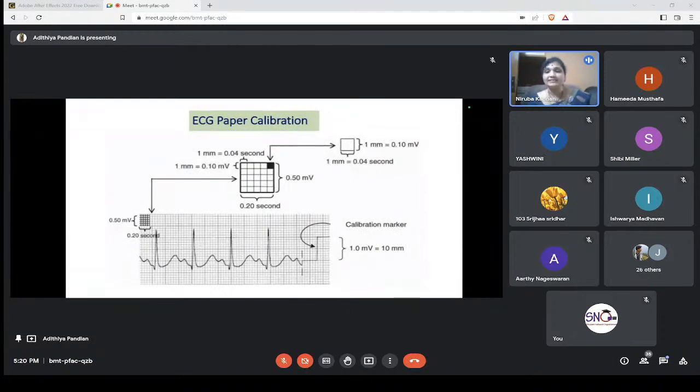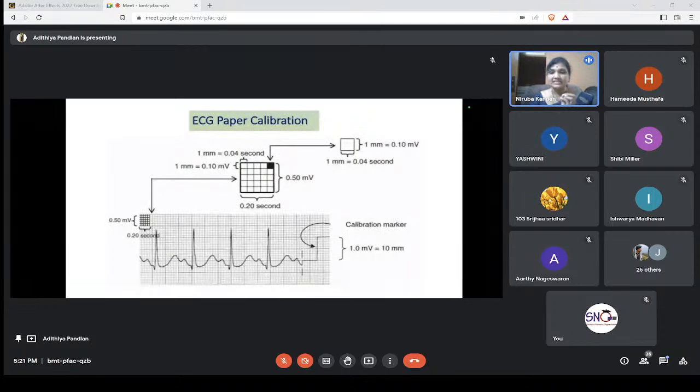How will you calibrate this millivolts there? You will be calibrating it as 10 millimeters is equal to 1 millivolt. You can see here the millivolts. 1 millivolt is equal to 10 millimeters. So 10 millimeters means it is 2 large boxes. So 2 large boxes in the y-axis will give you a 1 millivolt deflection, which is equivalent to your R wave. The R wave is almost 1 millivolt in height. So whenever you calibrate an ECG paper, the normal ECG will have the calibration of an R wave of approximately 1 millivolt, which is 10 millimeters.